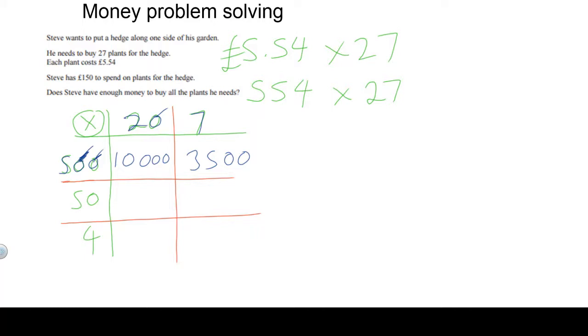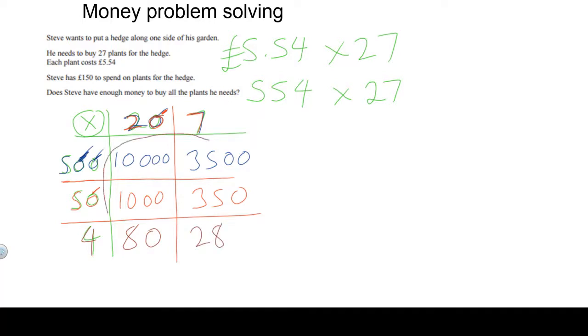Next, I do 50 times the 20. 5 times 2 is 10, and look at the number of zeros. That's 2 zeros. Right, 50 times 7. 5 times 7 is 35, and there's only 1 zero. Now we do 4 times the 20. 4 times 2 is 8, and there's a single zero. And then 4 times 7, 28.